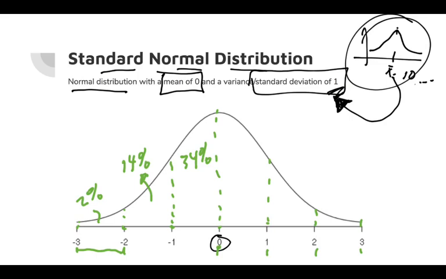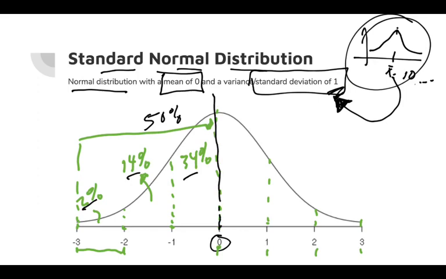But if we look between -3 and 0 and add this up, I've got 16, and then the 34 brings me to 50%, which is good, right? Because out here at 0, if that's the mean, the median, and the mode, then 50% of my sample had better be to the left.